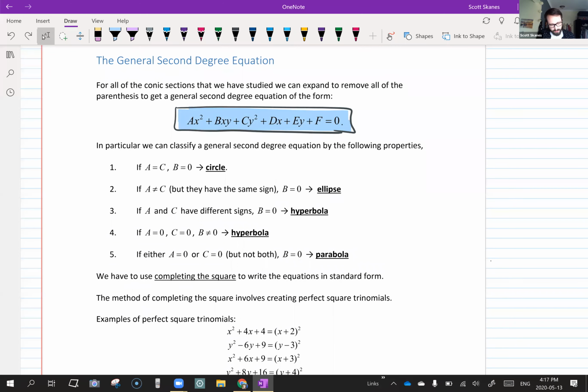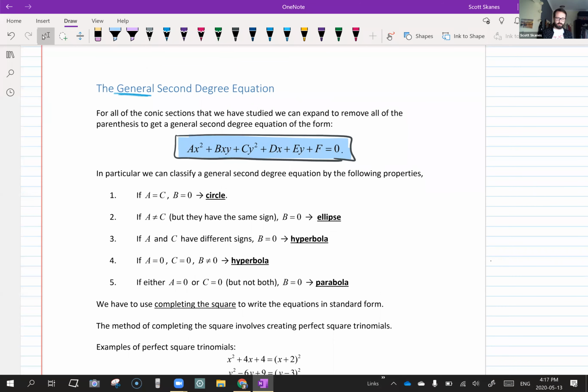Okay, so why is it called the general? Well, it's called the general because this equation here can describe all of the conic sections. It means that if you remove some pieces, set a few things equal to 0, set a few things equal to each other, it will give you any of the conic sections you want. Now that's not super helpful, but that's why it's called what it is.